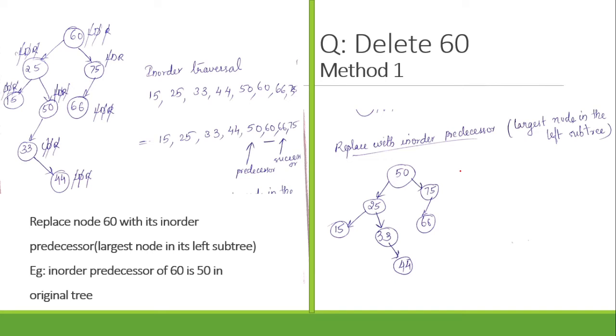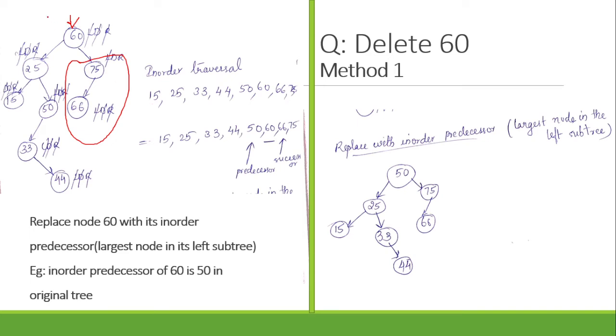Look at another example. We have the following tree and we are going to delete the node 60. 60 is having a lot of children, isn't it? It has a left subtree. It has a right subtree. Now, how to delete 60 and what will be the resulting binary search tree after the deletion? So, let's see what happens.